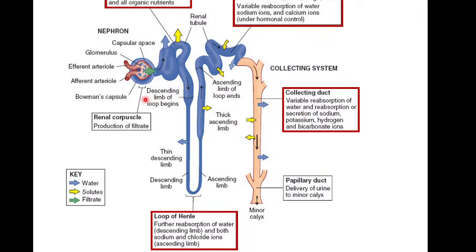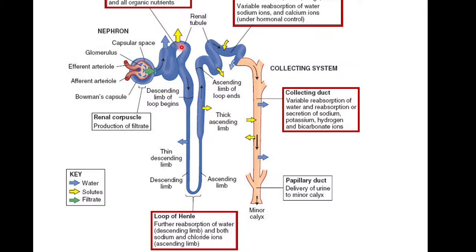In the proximal convoluted tubule, maximum reabsorption happens. Here about 99% of the water and essential substances like glucose, amino acids, sodium, potassium, and bicarbonate are reabsorbed in this PCT part of the nephron. You can see there is a brush border epithelium that increases the surface area for maximum absorption. So these are present in the PCT, the proximal convoluted tubule.